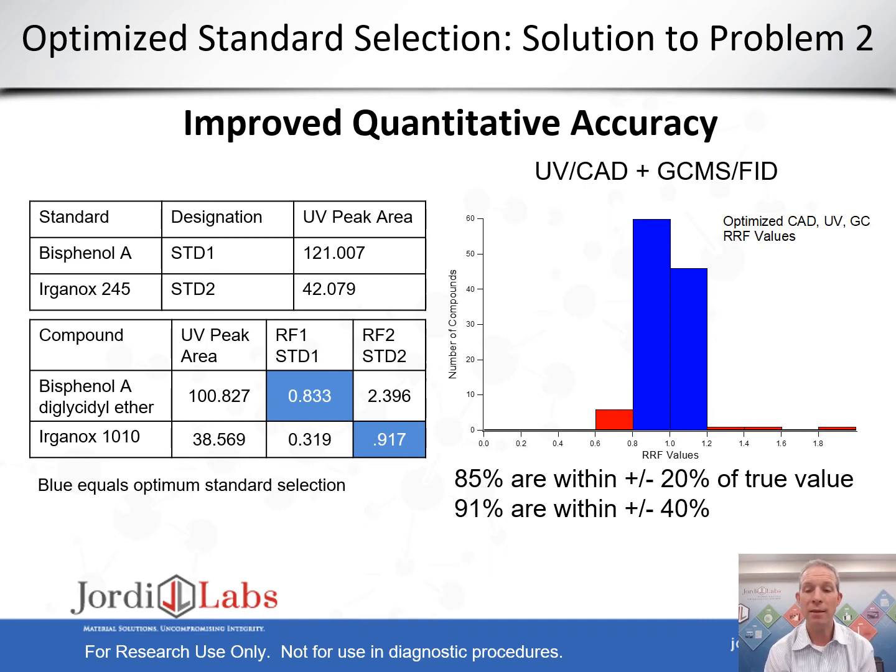If we apply the appropriate surrogate standard, then we found that for the database of compounds, 85% of the compounds were within 20% of the true value, and 91% were within 40% of the true value. Most importantly, we found that none of the compounds were significantly underestimated.